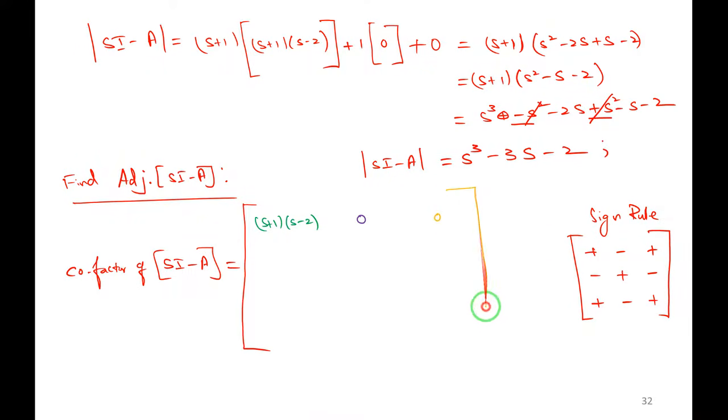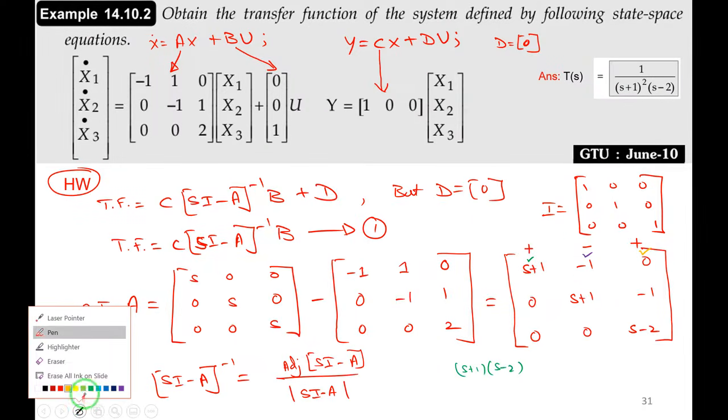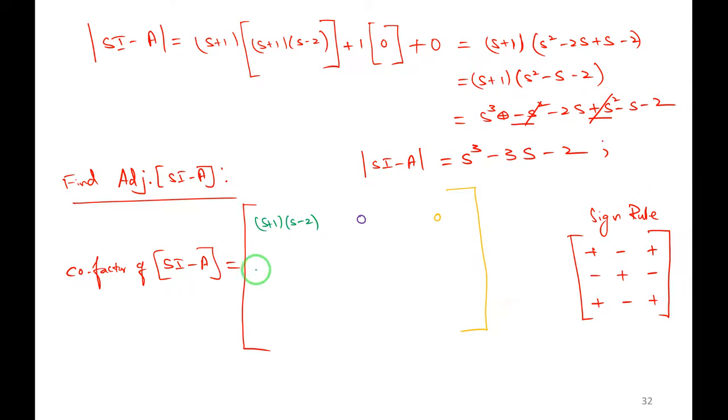Whatever we are getting, write it. Next, the cofactor, once again I will change the color, of this element 0. So leave this column and leave this row. So minus 1 into (s minus 2), because I am multiplying minus 1. Because I am finding this, leave this row, leave this column. 0 into 0 is 0. So I am getting minus of (s minus 2).